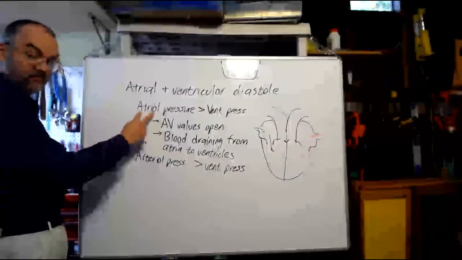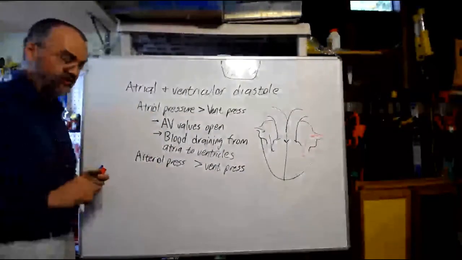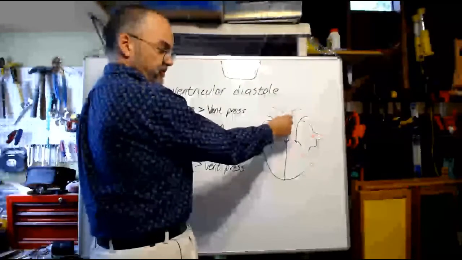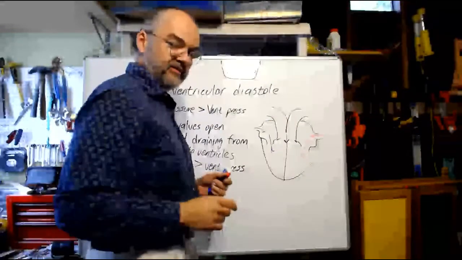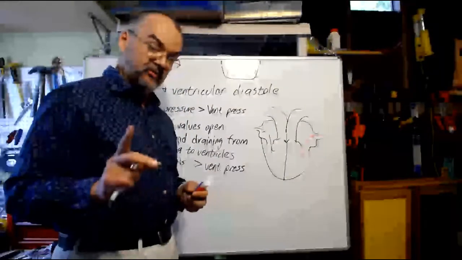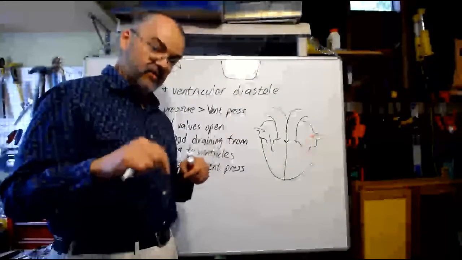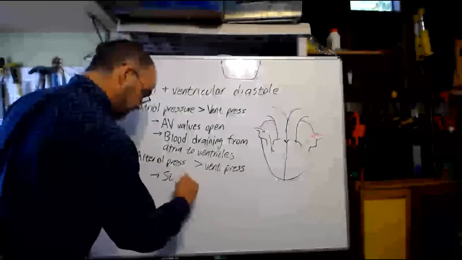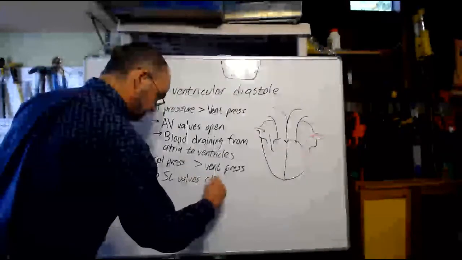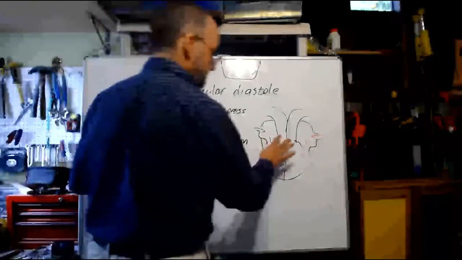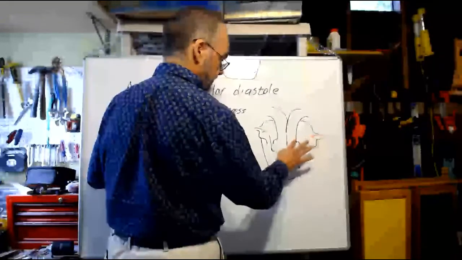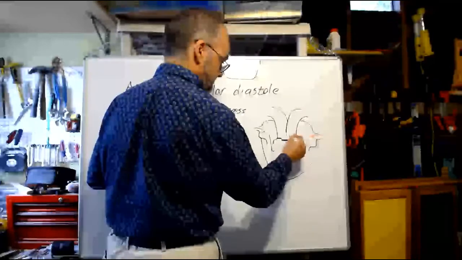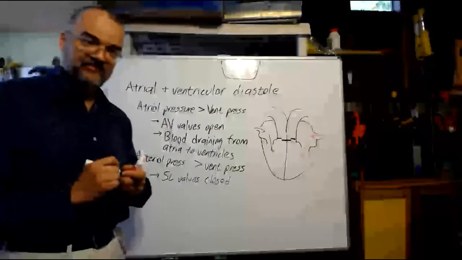Notice these words, atrial, arterial. Don't mix those up. Because of that, if the pressure in the arteries is higher than the ventricles, the blood would be trying to flow backward into the ventricles. But these valves, the semilunar valves, won't allow that. If blood tries to flow backward, they will close. So this means the semilunar valves are closed. So we'll draw that on here. Closed valves.